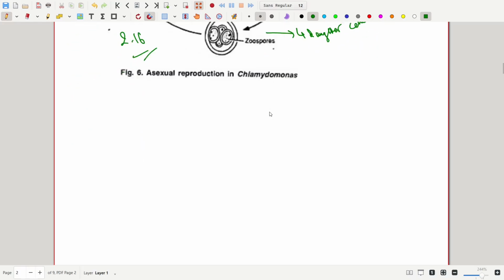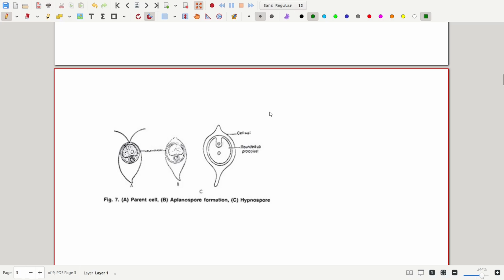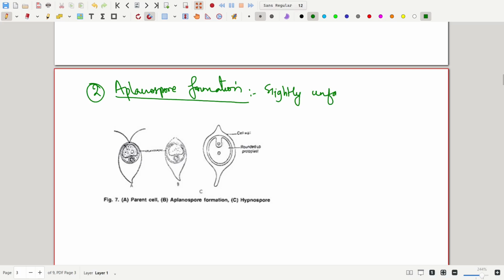Now let's move to the second one, that is the Aplanospore formation. So here, in case of Aplanospore formation, it takes place under slightly unfavorable condition. As I have told you, the asexual reproduction takes place in the favorable condition by the formation of zoospores. But if there is slightly unfavorable condition, then there will be formation of Aplanospores.